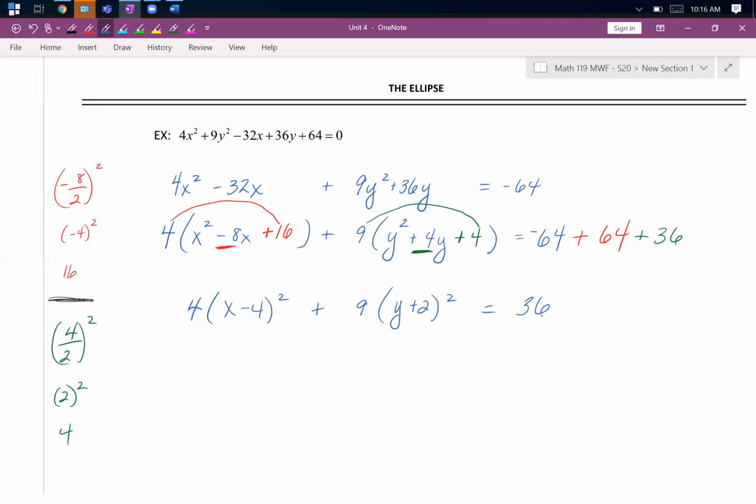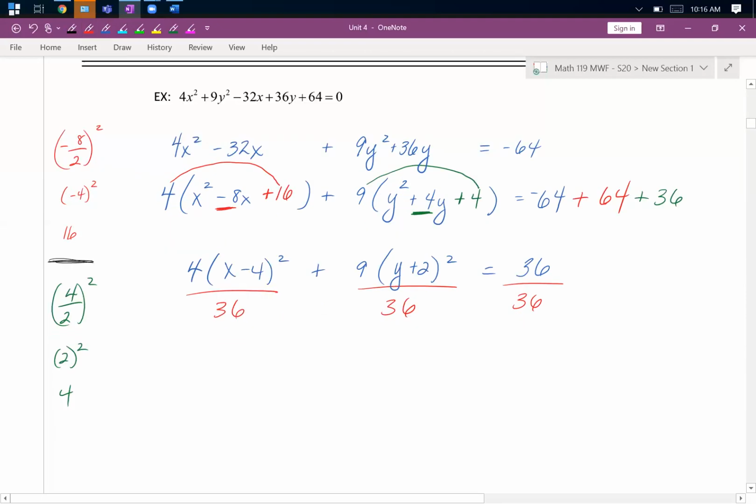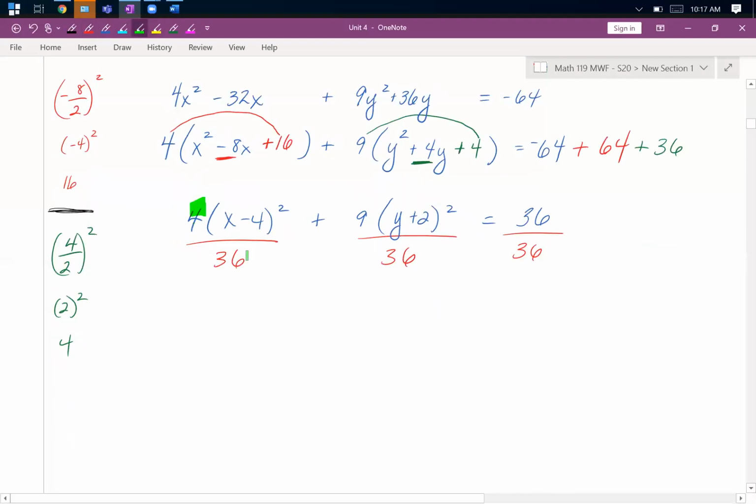All right, but we're not quite in our standard form yet. Remember that standard form, this number here has to be a 1. So I'm going to make it a 1 by dividing everything by 36. Now, not always, but usually this simplifies nice, and you end up with 1 in the numerator and then just some other number in the denominator.